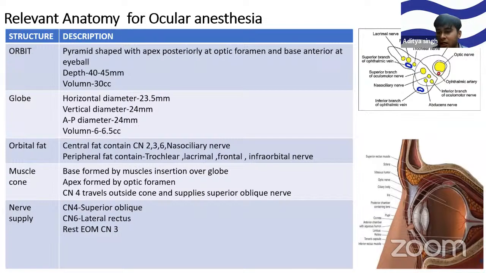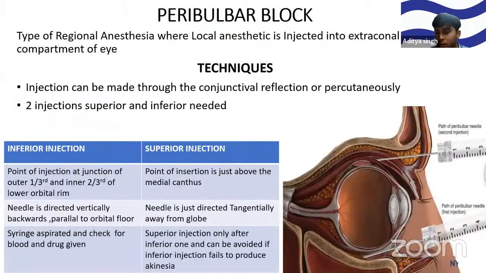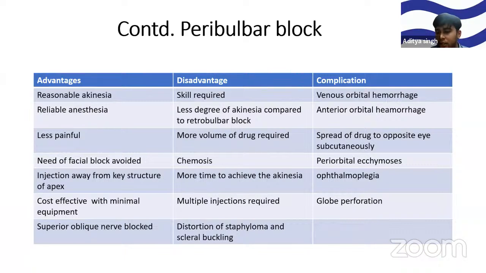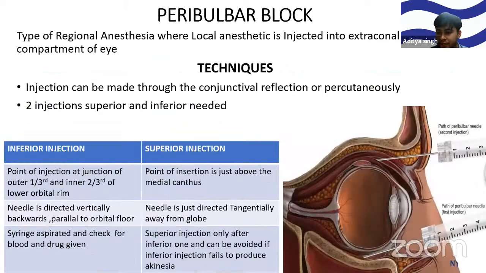Behind the eyeball, there is a cone which is made by the extraocular muscles, the base of which is formed by the insertion of the muscles over the eyeball, and the apex of the cone is directed inside the orbit. So in the peribulbar block, after explaining the block to the patient, taking the consent and the pre-procedure vitals, we put the patient in a supine position, fix the eye in the primary gaze, and we give the block at the lower orbital margin, at the junction of the lateral 1/3 and the medial 2/3.